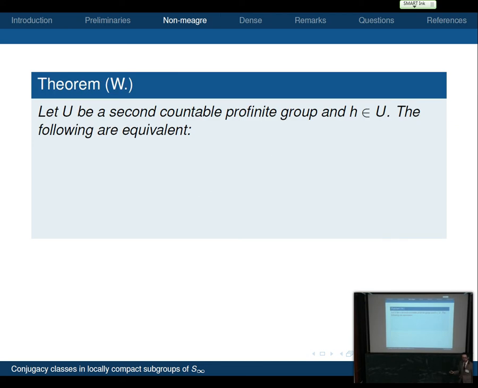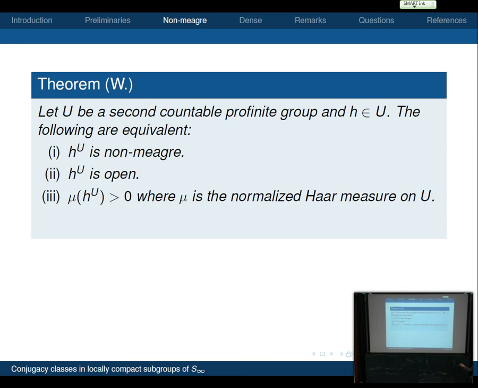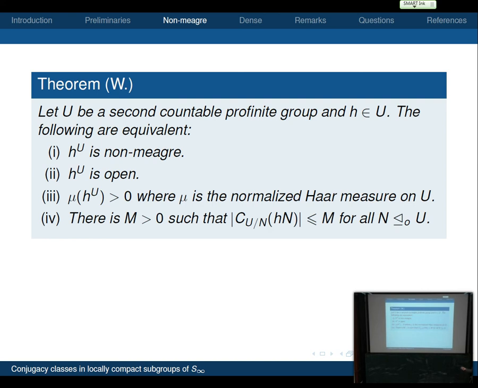Okay, so using this, we get a nice equivalence of measuring category for conjugacy classes. I should say what this is. U is a second countable profinite group, and H is some element of U. Then the following are equivalent. 1: The conjugacy class of H in U is non-meagre. 2: The conjugacy class of H in U is open. 3: The measure of the conjugacy class is greater than 0, where mu is normalized Haar measure. Of course, you don't need normalized here, it's just convenient. And finally, 4, we get a completely algebraic characterization: there is some integer m such that the order of the centralizer of the coset HN in U mod N is less than or equal to m for any choice of open normal subgroup N.